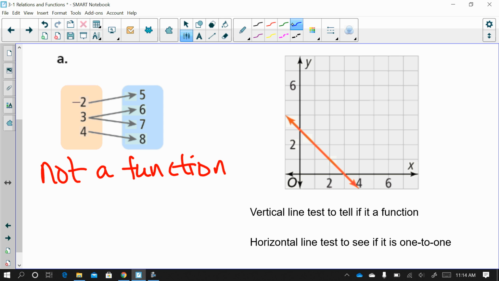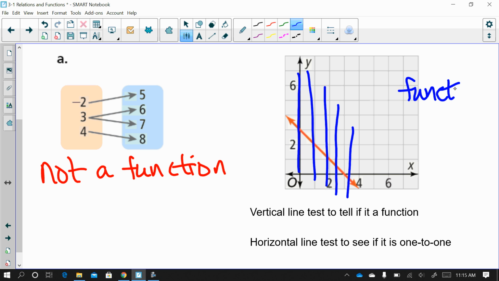Okay, so to see if it's a function, remember a function, every x only has one y. So we can draw a whole bunch of vertical lines, and each vertical line can only hit one point. Okay, so this passes the vertical line test, so it is a function. Okay, you should remember that from 8th grade.